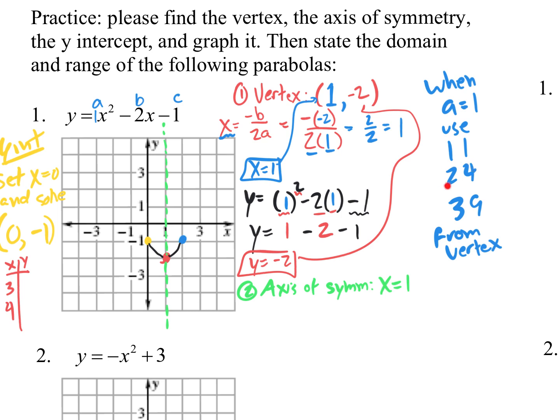Let's now go back to the vertex and go 2, 4. From the vertex, 1, 2, up 4. 1, 2, 3, 4. Put a dot right there. And we have more dots now. You could go back to the vertex and go 3, 9. 1, 2, 3, 1, 2, 3, 4, 5, 6, 7, 8, 9. I'm 2 units off. You don't have to graph it. I'm just going to put a slight tiny dot up here.